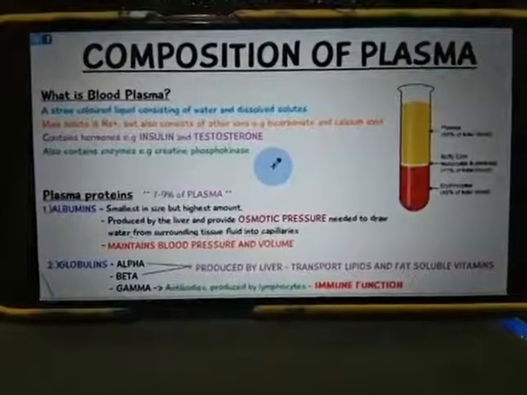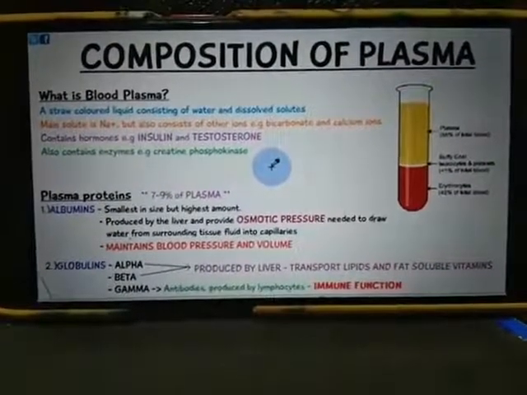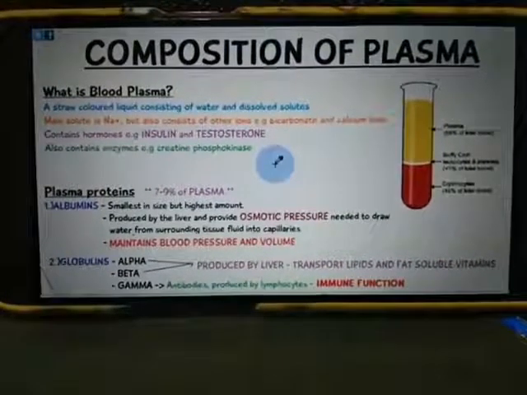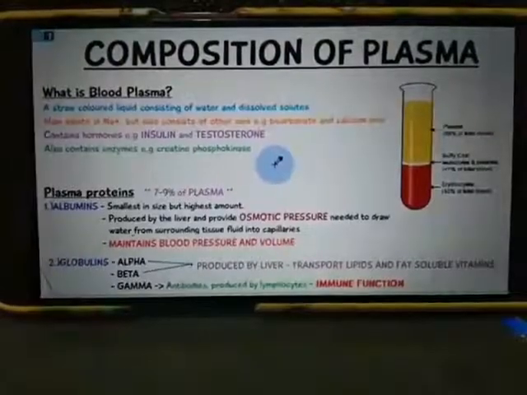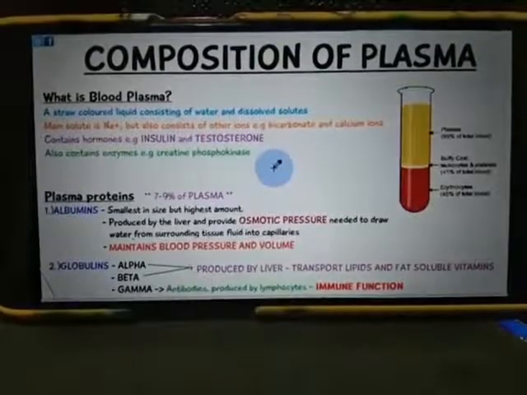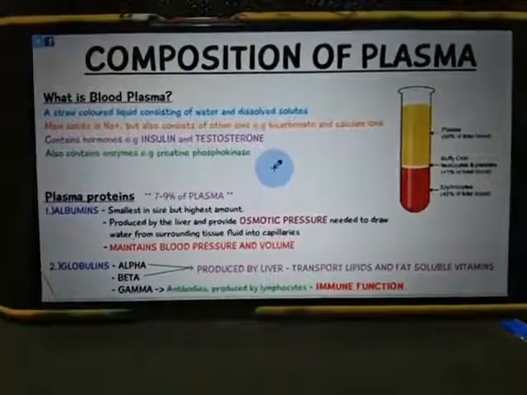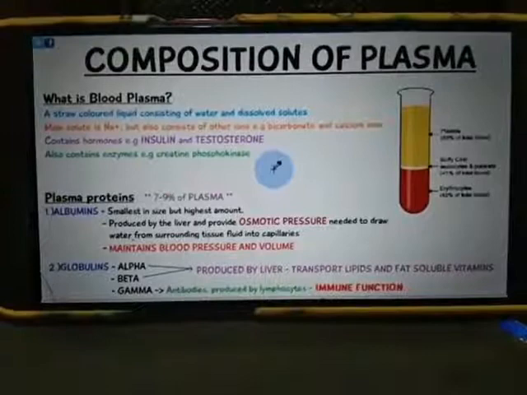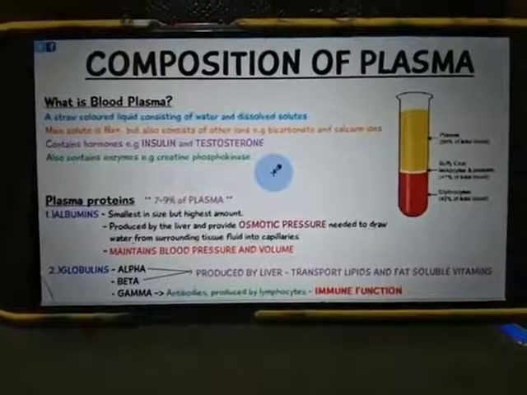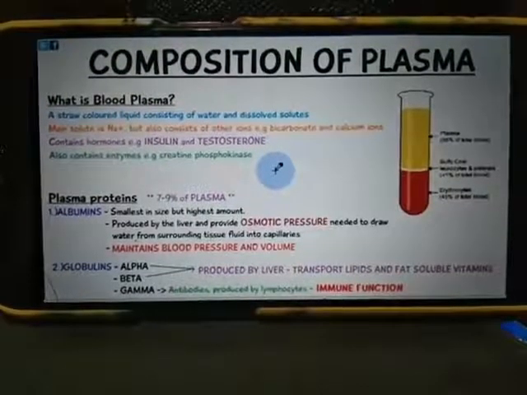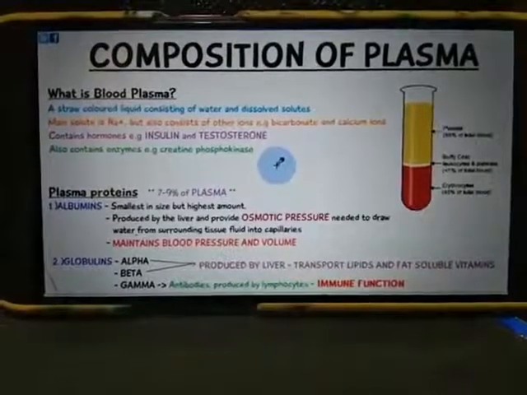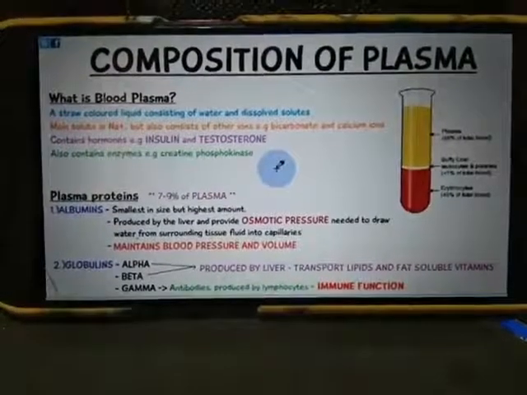The composition of plasma. So again, what is plasma? It is a straw-colored liquid consisting of water and dissolved solutes. Its main solute is sodium ion but it also consists of other ions like bicarbonate and calcium ions. It contains hormones like insulin and testosterone. It also contains enzymes, for example, creatine phosphokinase. So the plasma proteins compose 7 to 9% of plasma.